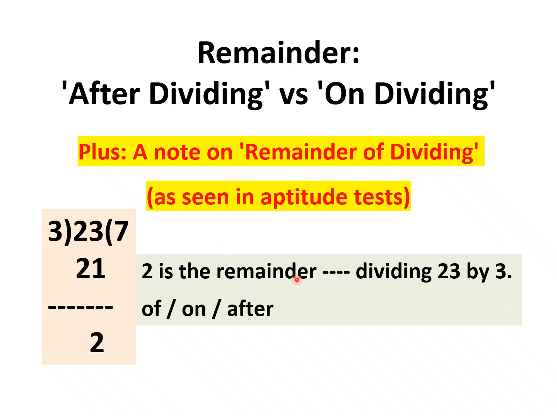So what will you say? 2 is a remainder after dividing 23 by 3. 2 is a remainder on dividing 23 by 3. 2 is a remainder of dividing 23 by 3. Which is the correct word, the correct preposition, when we are talking of the remainder when one number is divided by another? Let us see which is the correct one and which one should be used in which context.